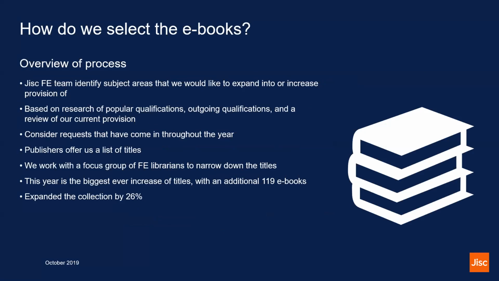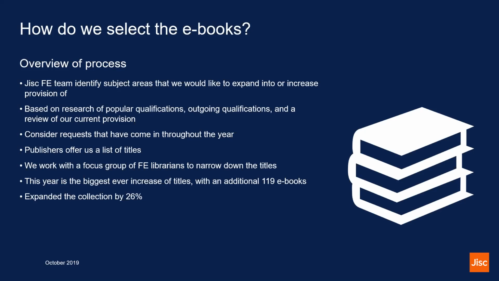Okay, so how do we select the ebooks? Each year, we begin the selection process by identifying which subject areas we would like to expand the collection into or increase provision of. This is based on research of the most popular academic and vocational qualifications and awarding organisations, as well as any expiring qualifications. This research is reviewed against our current provision, including usage figures, to identify any potential gaps.